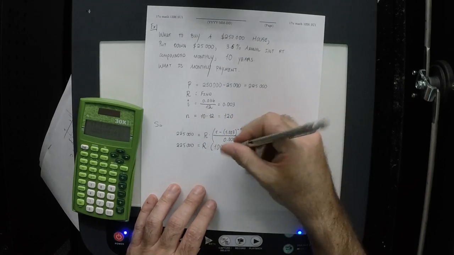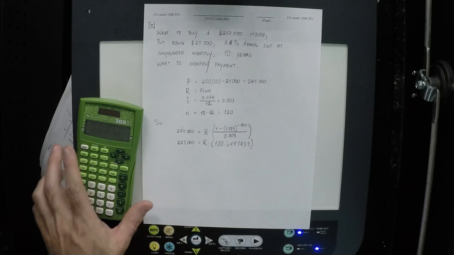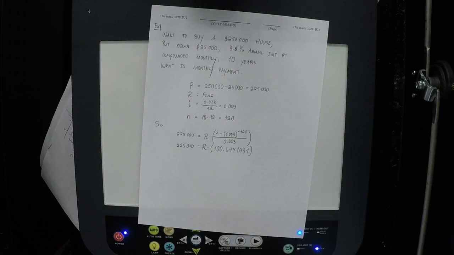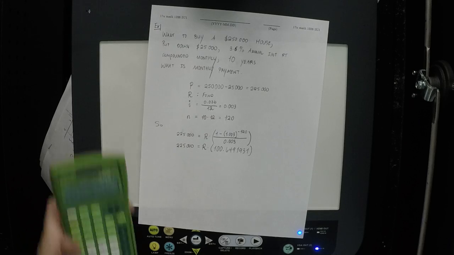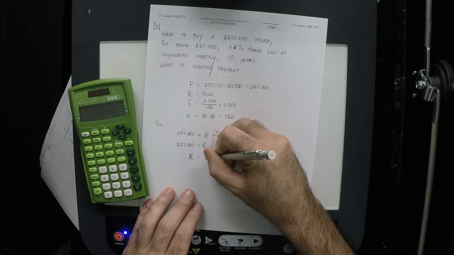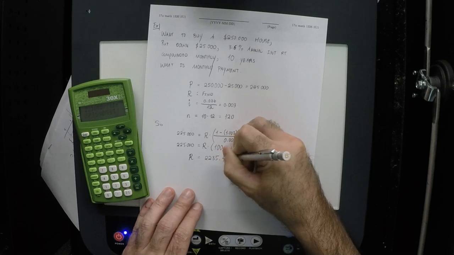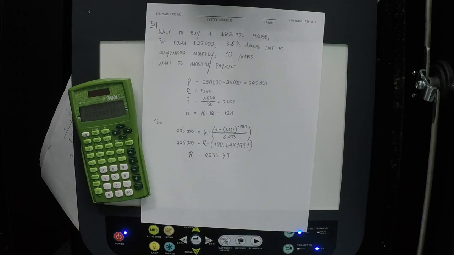So I get that number to be 100.6491931. So the monthly payment is $2,235.49 to the nearest cent. Any question about this?